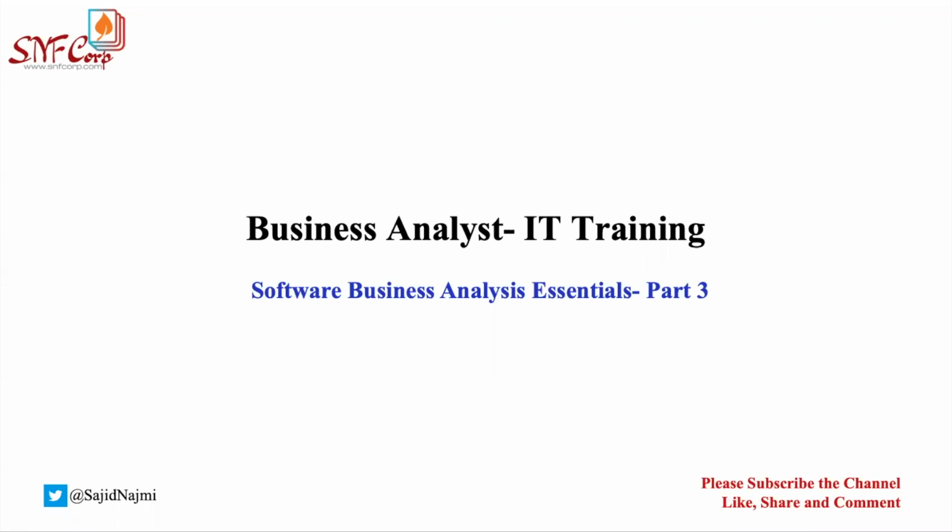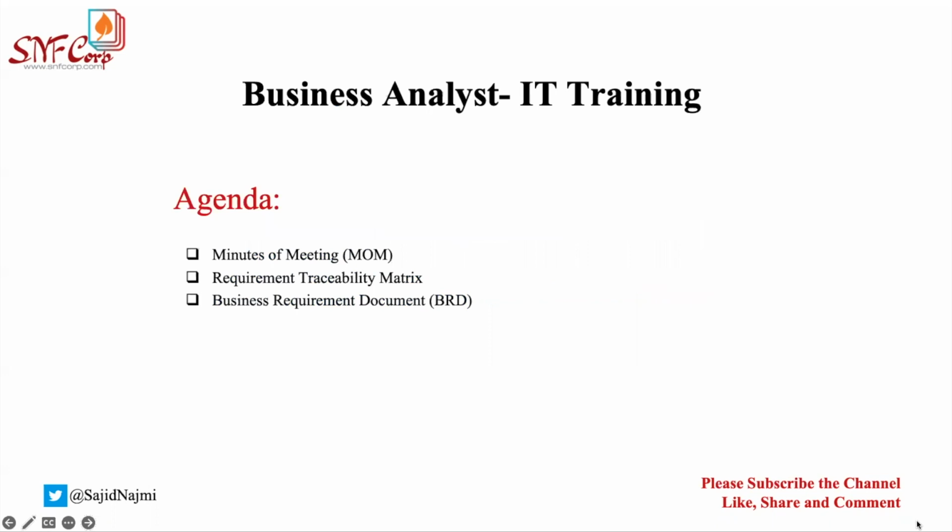So there are three things we have in this Part 3. Let me show you. The first one, we will be discussing the MOM, the minutes of meeting. The second thing, requirement traceability matrix. And the final one, which is the most important part of this session, is BRD, business requirement documentations. We have all seen a little bit about these three in our previous classes, and we all know to some extent what is MOM, what is the trace matrix, and what is BRD. The agenda of this course will be detailing these three and knowing more about them.